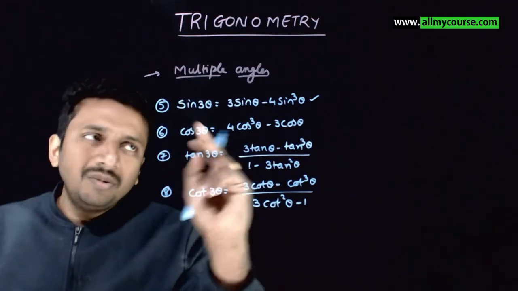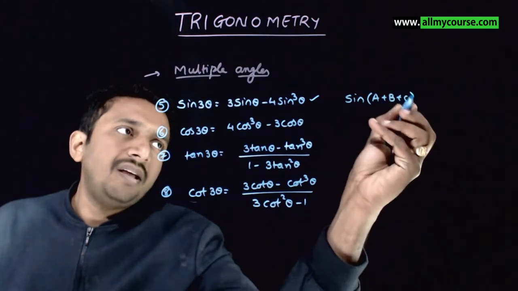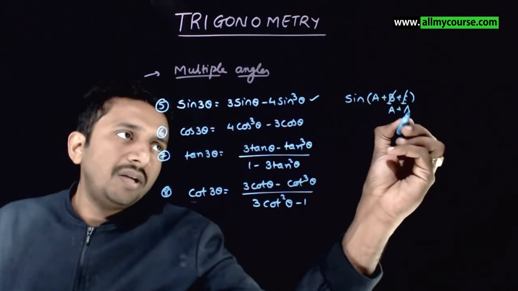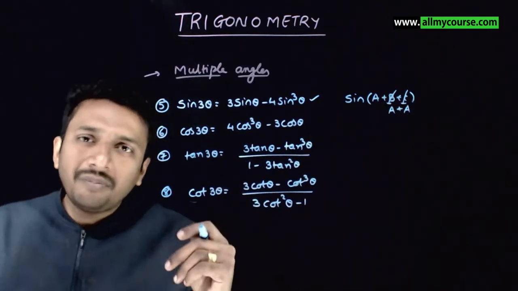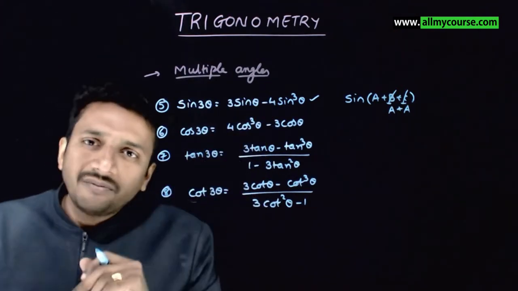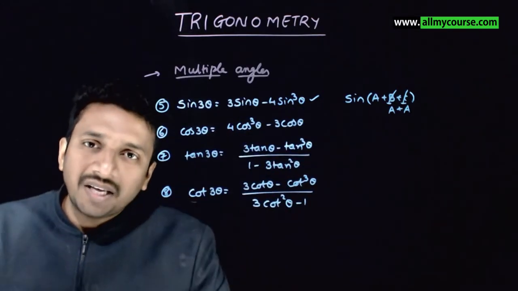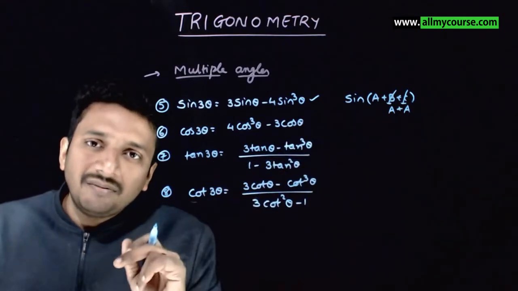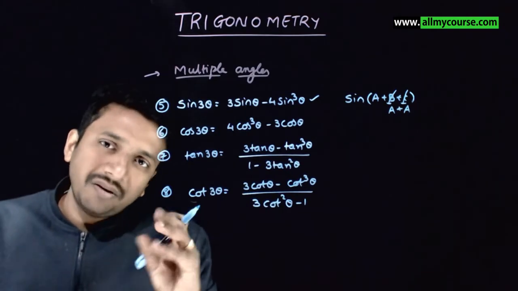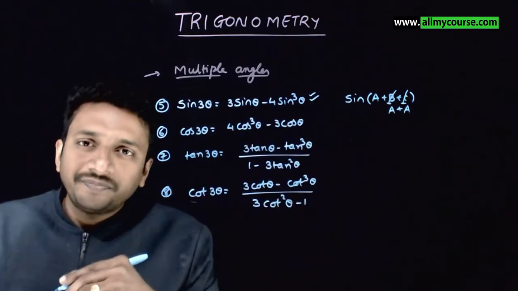Again, you just need to use the sine of a plus b plus c formula. In this formula, you just need to put b and c also equal to a. And if you calculate, you get this formula, 3 sin theta minus 4 sin cube theta. You need to simplify it further, because the final formula is completely in terms of sine, while the sine of a plus b plus c formula is in terms of sine as well as cos. So whenever you get cos square, you need to convert it into 1 minus sine square, and you get this formula.